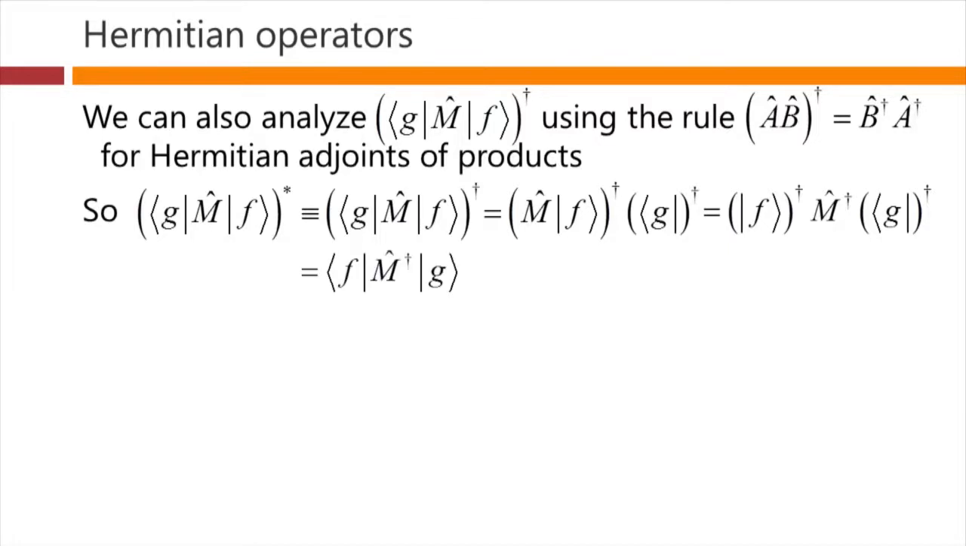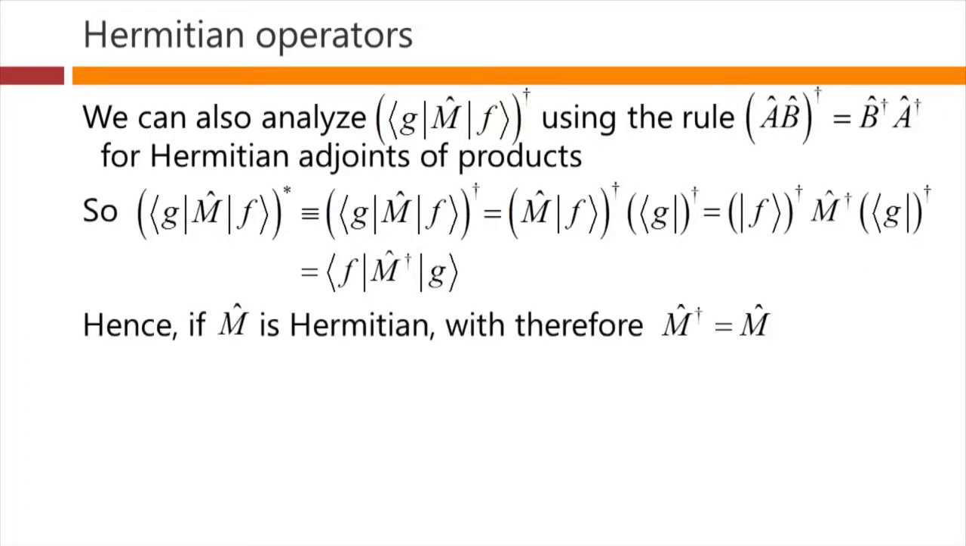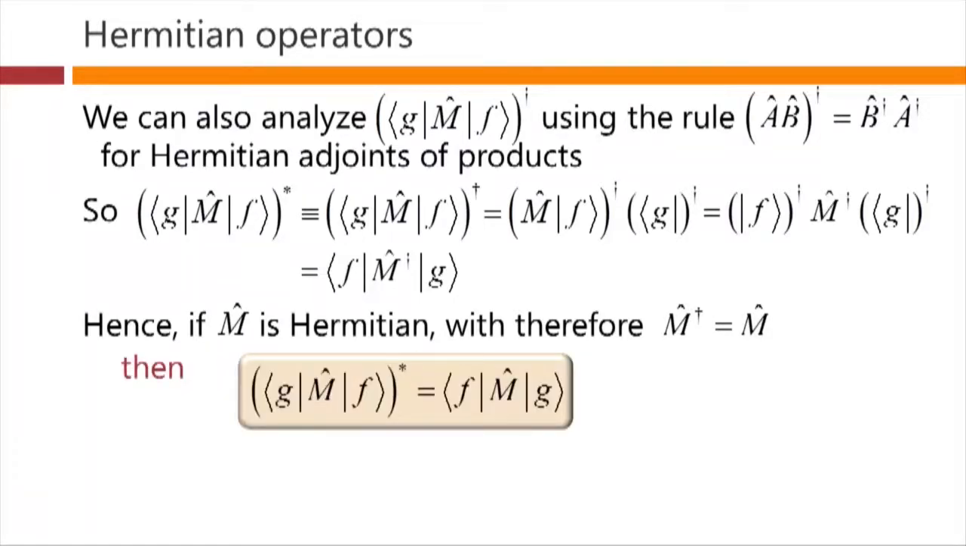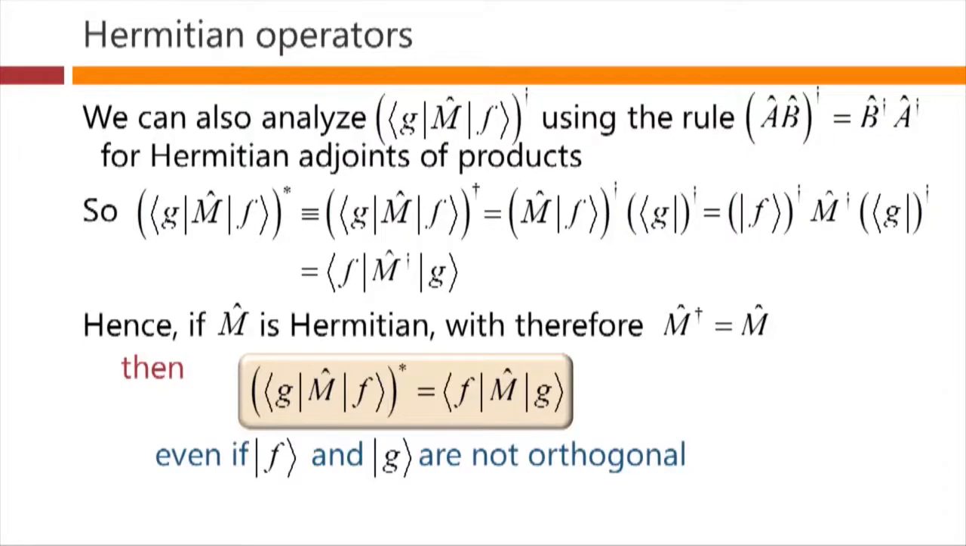Of course, the Hermitian adjoint of this ket vector is just the bra vector, and the Hermitian adjoint of this bra vector is just this ket vector. So if M is Hermitian, with therefore M dagger equal to M, then the complex conjugate of this entity here is this one, FMG. Even if F and G are not orthogonal.